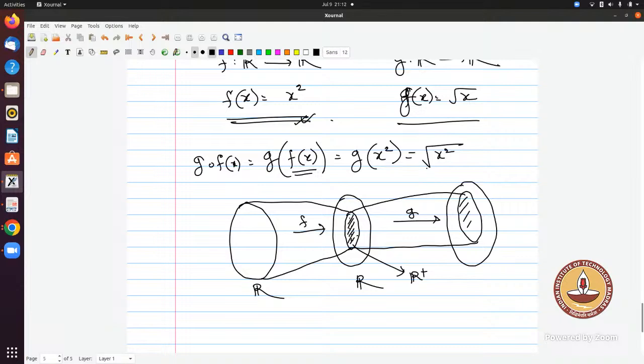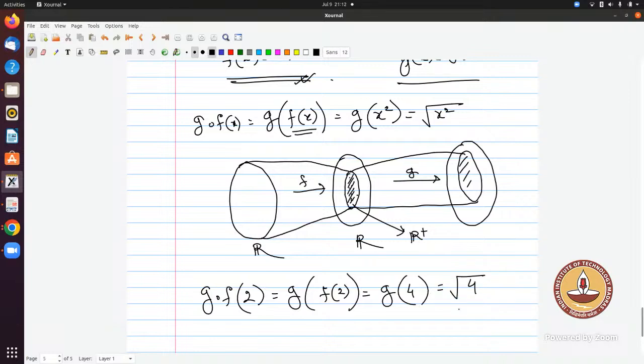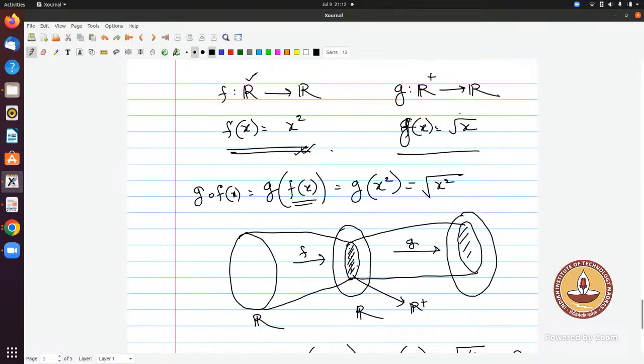So now there is a question. Suppose I am writing G composite f of, say, 2. G of f of 2. What is f of 2? 4. Now I am writing G of 4. What is G of 4? 2. Right? It is not plus minus 2. Not plus minus 2, because this is under root. This is always positive. So if I see the range of this, this is also R plus.